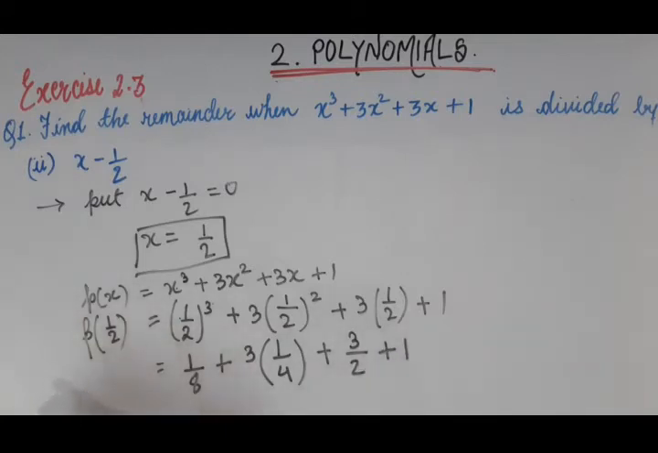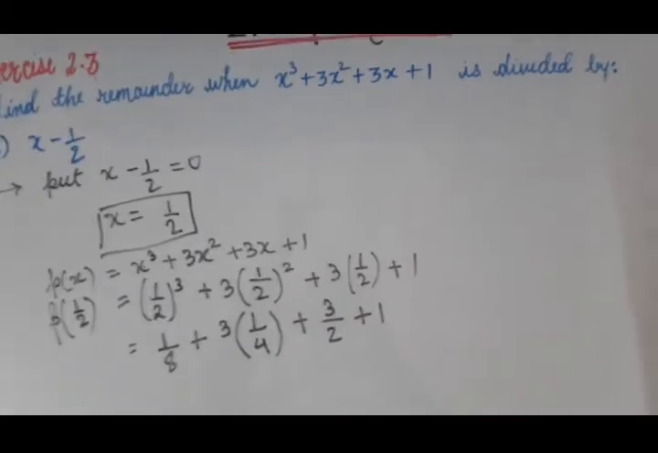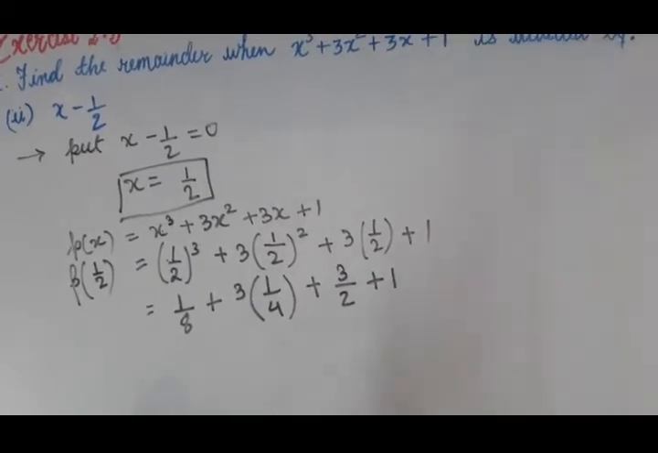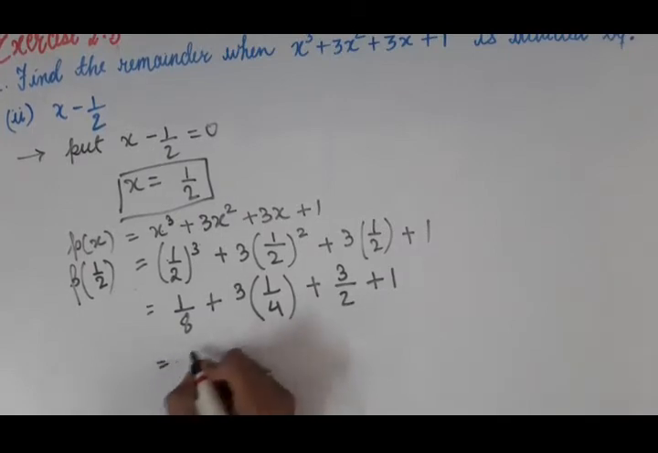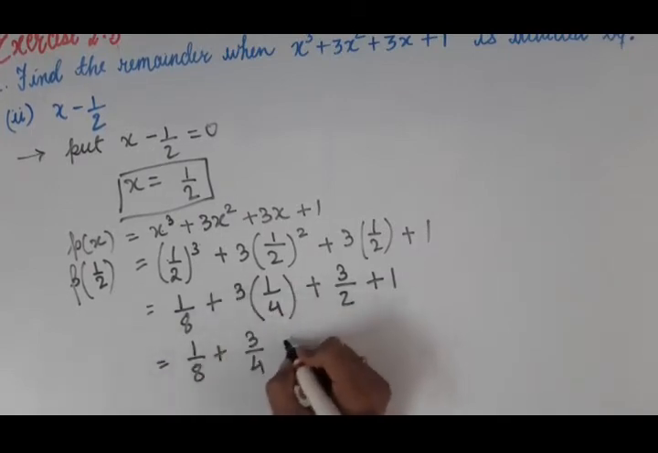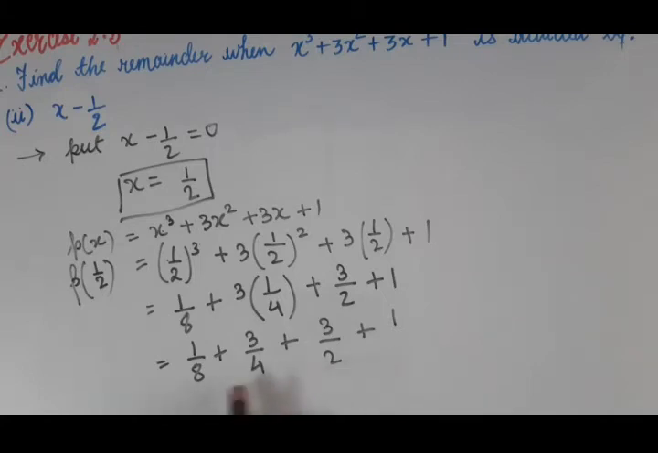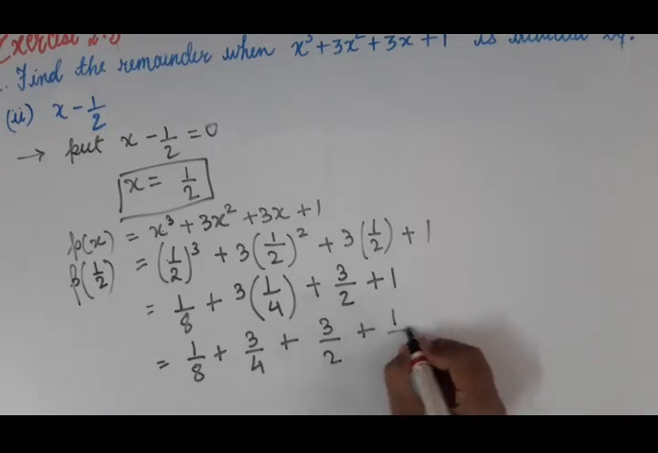Okay, now solve it further. Multiply that 3 in the second term inside. So what you will get? 1 by 8 plus 3 by 4 plus 3 by 2 plus 1. Now to add these, what is the LCM of the denominators? 8, 4, 2, and here nothing is there, so I can write it as 1. 8, 4, 2, 1, it is 8.